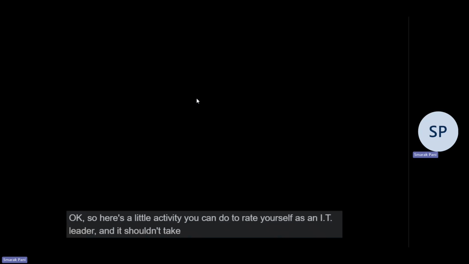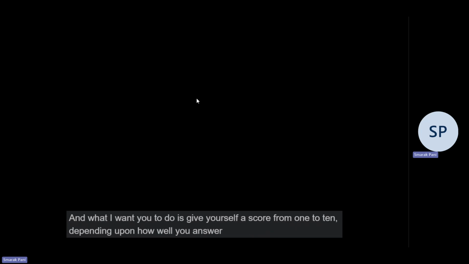Okay, so here's a little activity you can do to rate yourself as an IT leader, and this shouldn't take you more than 10 minutes. Basically, there are 9 questions here, and what I want you to do is give yourself a score from 1 to 10, depending upon how well you answer the question. So the questions are as follows.